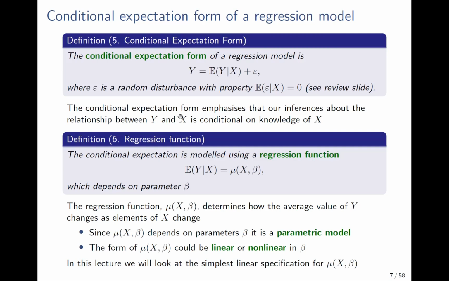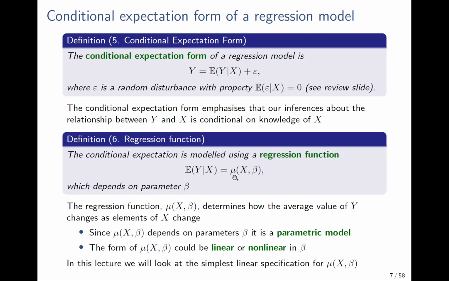So the conditional expectation form is useful because it emphasizes that the inference we're going to make about the relationship between y and x is conditional on our knowledge of x. Now, we don't observe this conditional expectation. Our model is going to try and approximate it, in a sense. That's what the model is going to try to do, and we're going to do that by building a regression function. So the conditional expectation is modeled using a regression function.